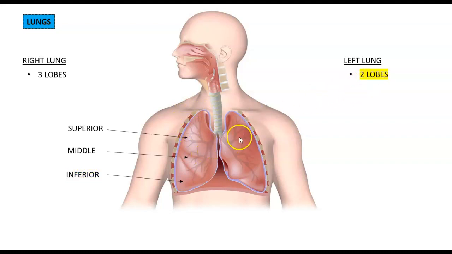On the left lung, we only have 2 lobes: a big upper superior lobe and an inferior lobe. Here we can see a notch right here. This is where the heart is going to sit, and it kind of pushes towards the left side of the body. And this is called the cardiac notch. And because of that area and the heart pushing on the left side, the left lung only has 2 lobes.